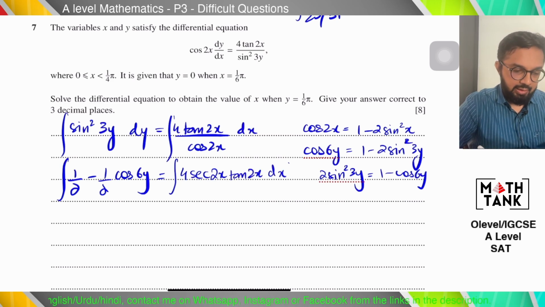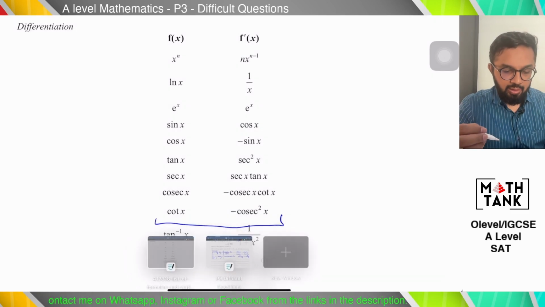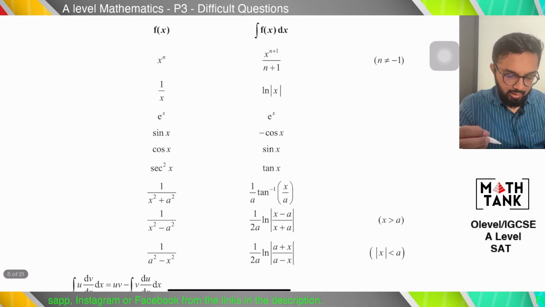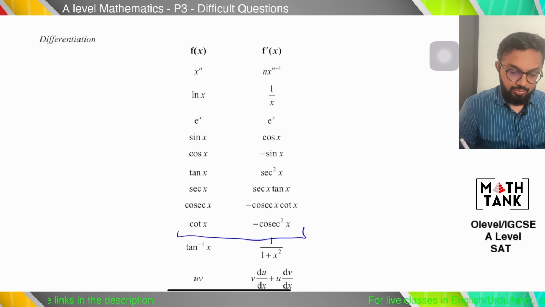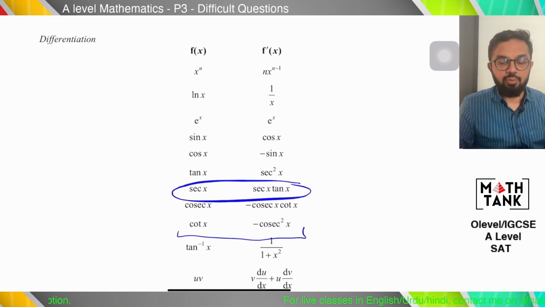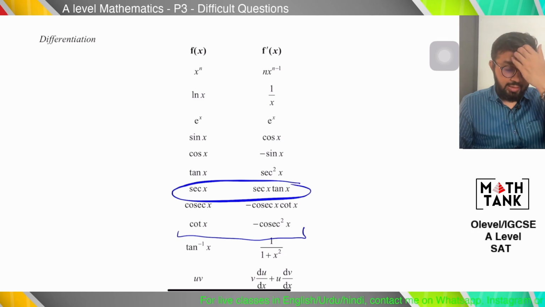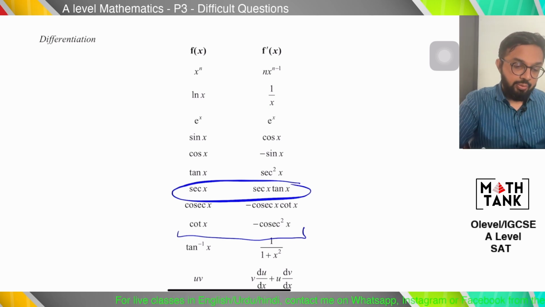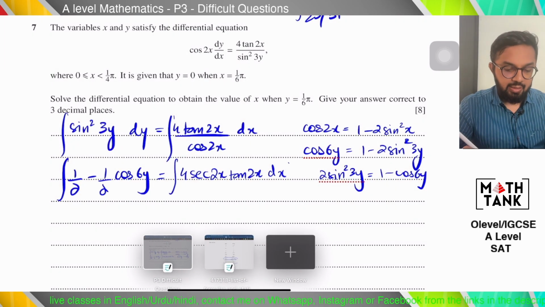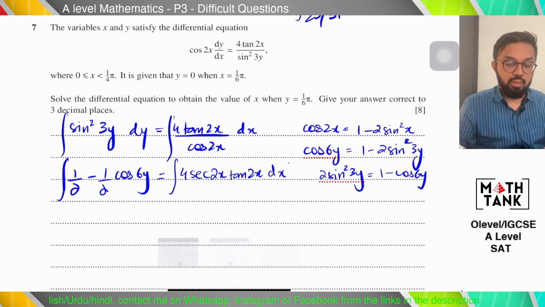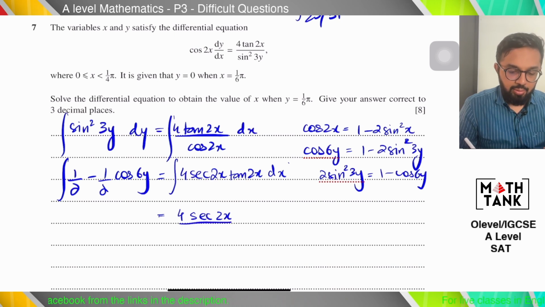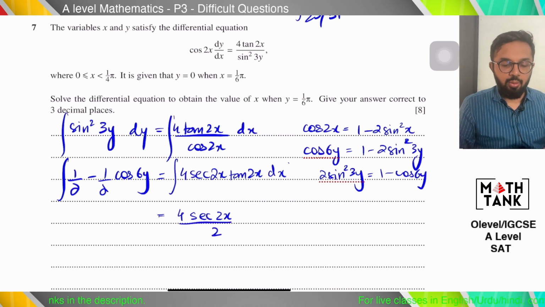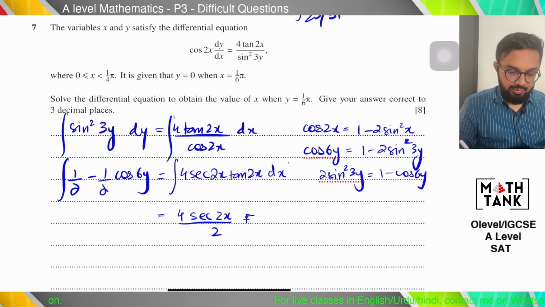Now, this identity that's there in the formula sheet, you've probably never used it: the differential of sec x is sec x tan x. So this is what I've created here. Instead of sec x, I have sec 2x. So when I integrate this, I should get 4 sec 2x divided by 2, plus c on this side.